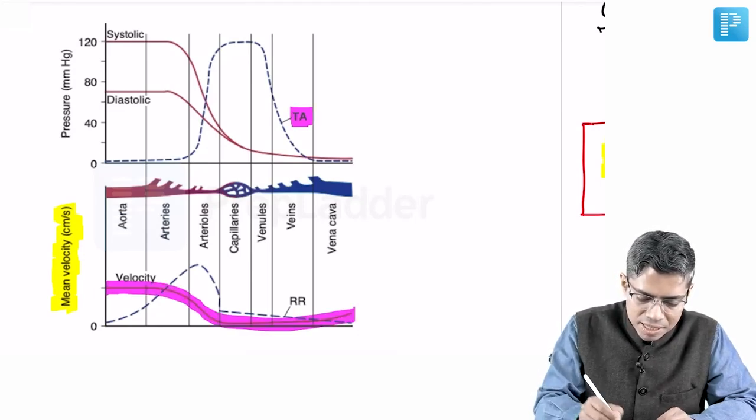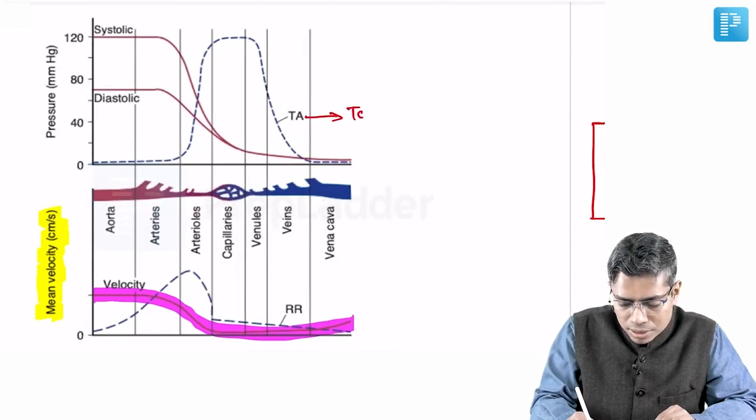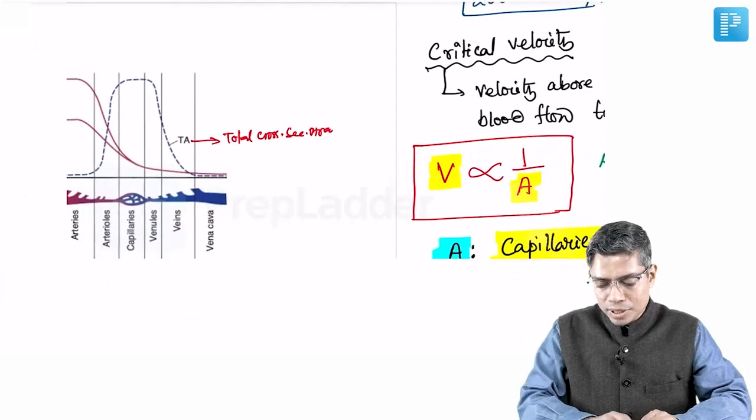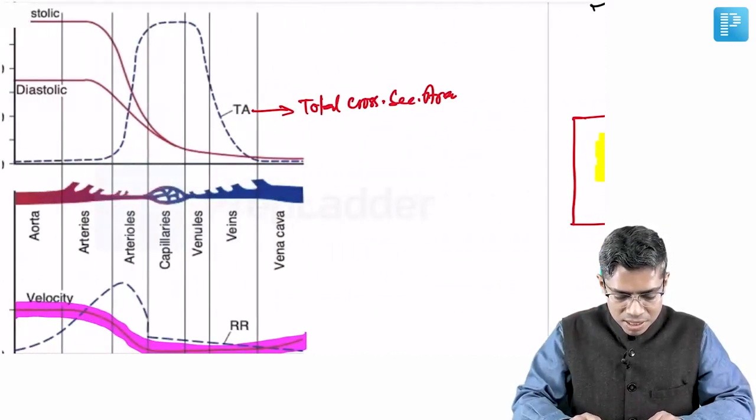This is the cross-sectional area, TA. So this TA is the total area. It is nothing but the total cross-sectional area, right? This is the total cross-sectional area which we are discussing here. So look at this total cross-sectional area curve.